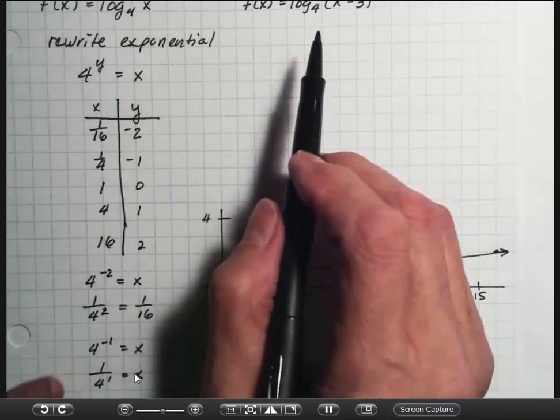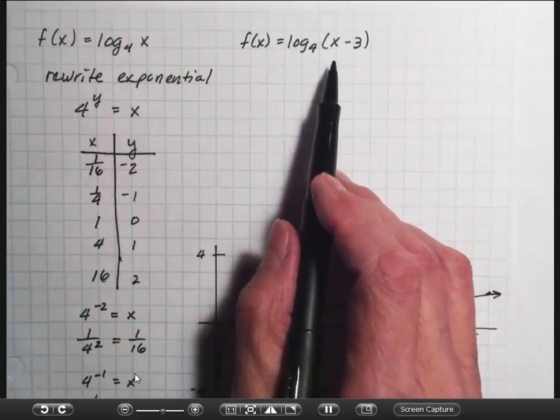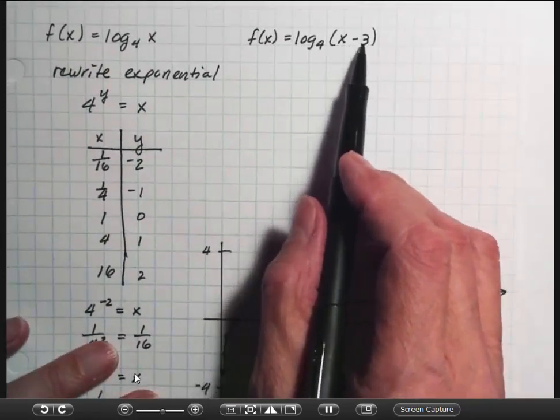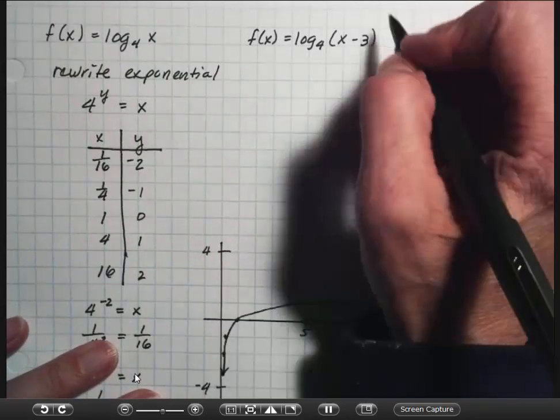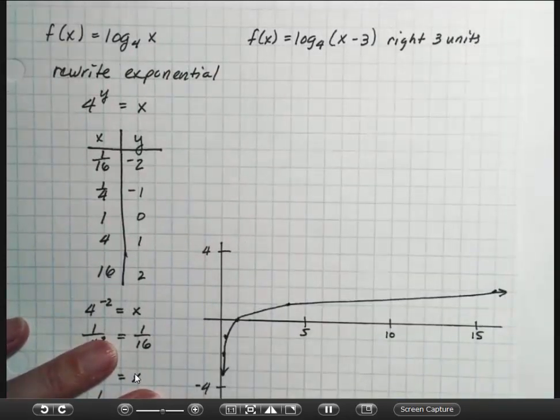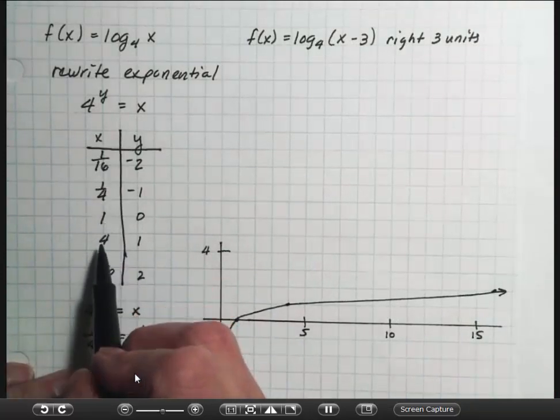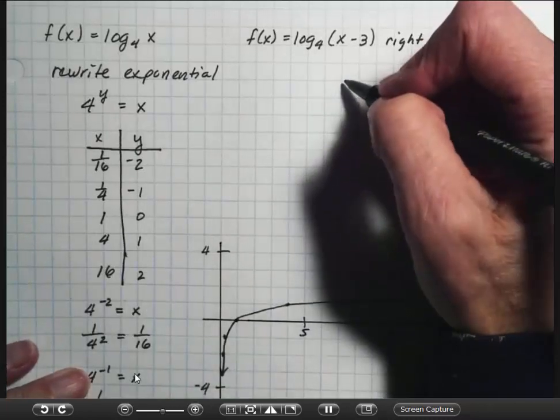Next I'm going to draw the graph of log base 4 of x minus 3. And to do this, this means I'm going to be moving in the x direction, the horizontal direction, and I'm going to be moving to the right 3 units. Everything else is going to stay the same. So looking at all of my coordinates I have for x, they're all going to be adding 3. So I'm going to write my new coordinates here.